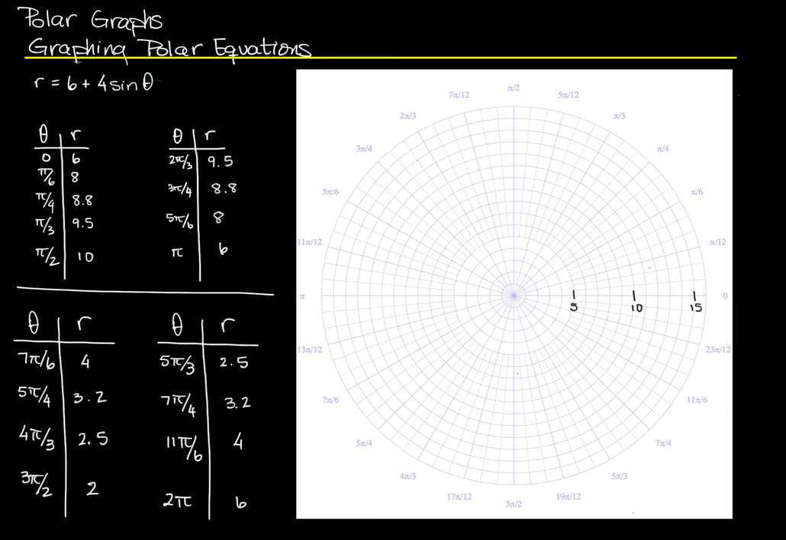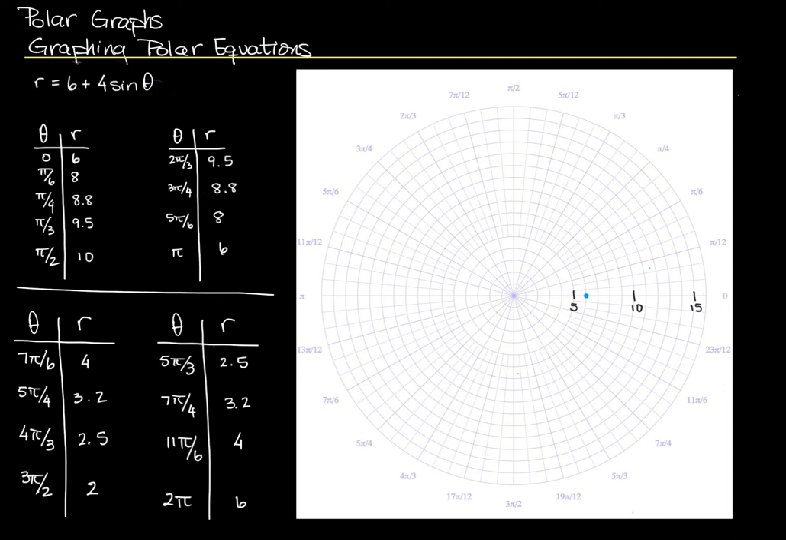Okay, so here we have our tables of values, and I'm just going to start with (0, 6), (pi over 6, 8), and so on. So (0, 6) is a theta of 0, so I'm starting here and not rotating at all, but I'm going to go out 6 units. So my first point is here.